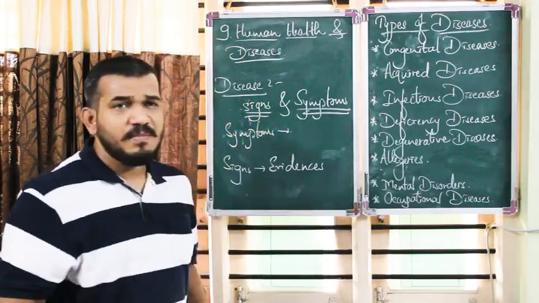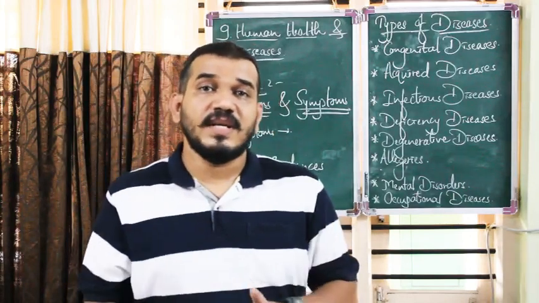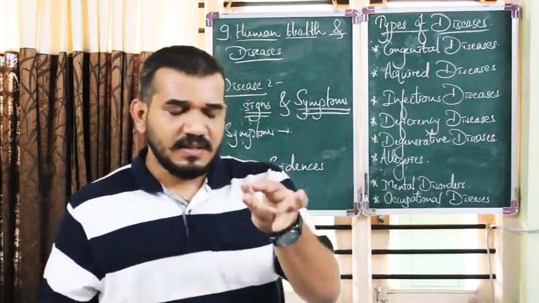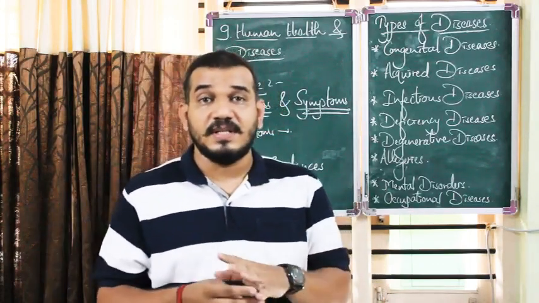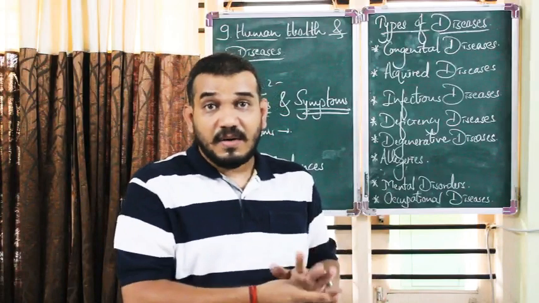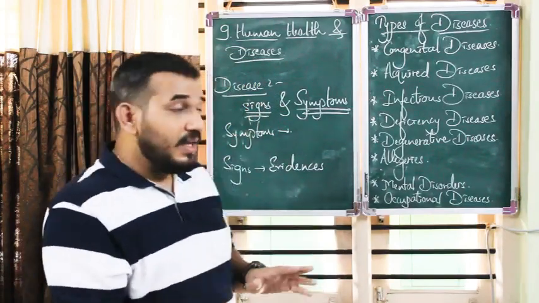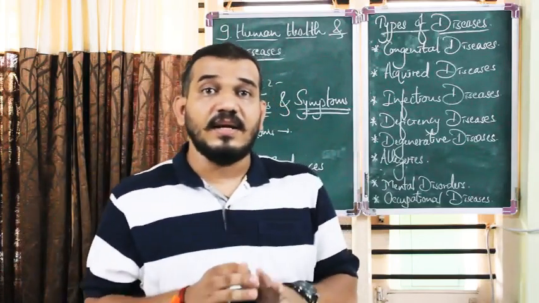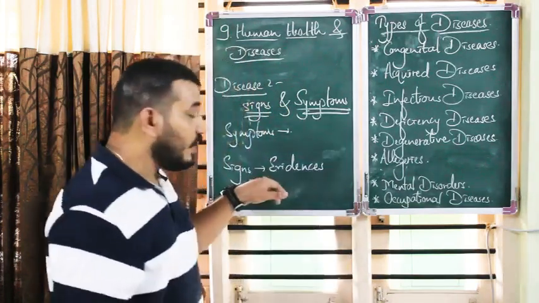Now, two different diseases can have similar symptoms. For example, typhoid or malaria. In both cases we may see that the person is experiencing fever. Whereas we have to be sure about the kind of disease. Symptoms do not tell us that it is this disease itself, whereas signs do tell us because these are the evidences.